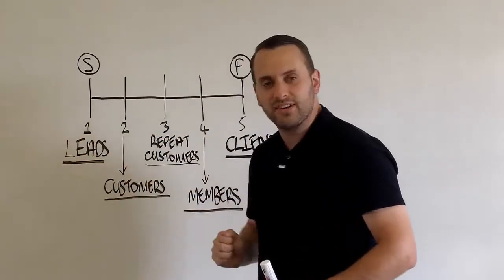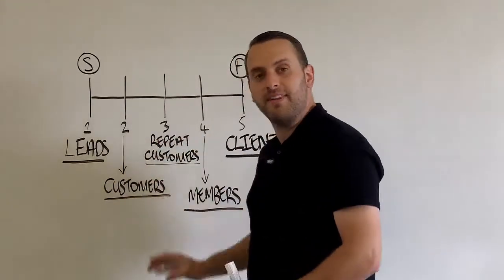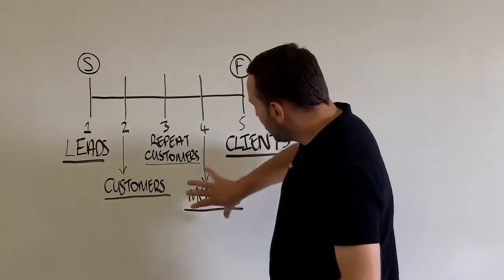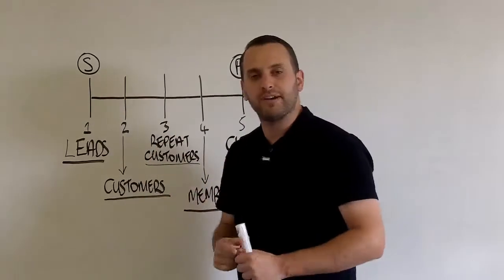people that actually take out the credit card and pay for something. Then we've got repeat customers. What I mean by this is people that then go on to buy more than one product from you. Then you're going to have members, okay, so people that join your membership and pay you on a recurring basis.